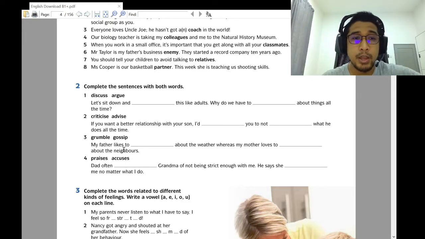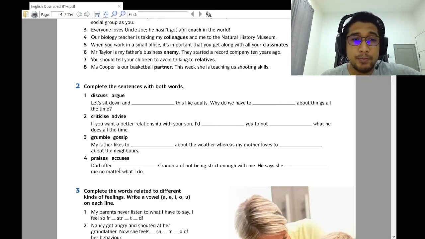3, my father likes to grumble or gossip about the weather. You can't gossip about the weather. That's right. So the answer is grumble about the weather. Merungut, grumble. Whereas, manakala, my mother loves to gossip about the neighbors. Typical.